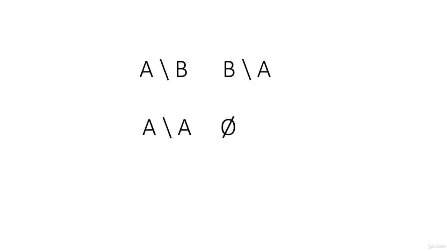The first one is that the complement of A and B is not the same as the complement of B and A. The only case where the results of these are the same is when A is equal to B. For example, try this with A containing 1, 2, 3 and 4 and B containing 1 and 2. Also, another property is that the complement of A and A is the empty set. This also makes sense, right?